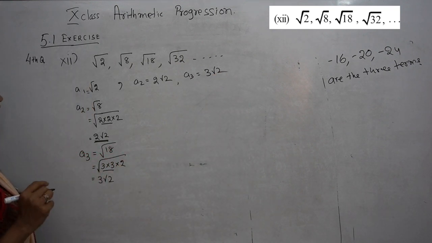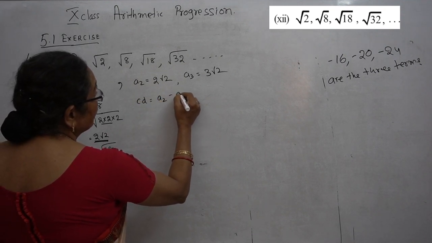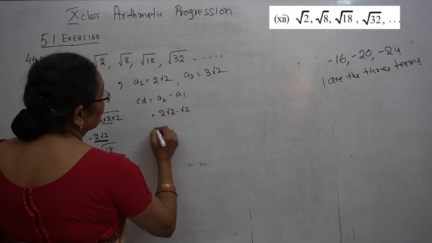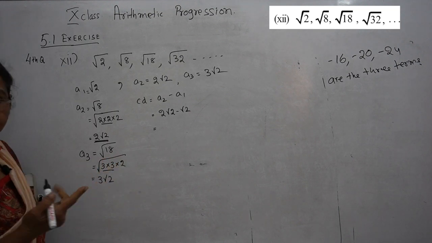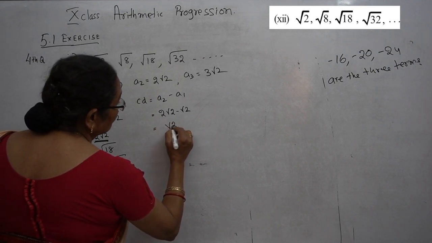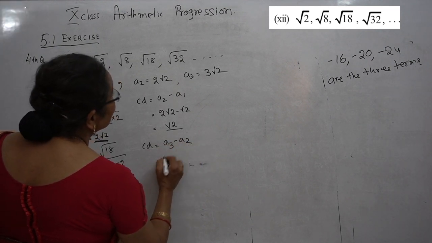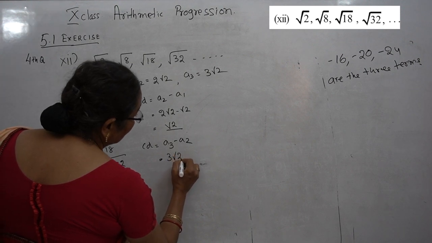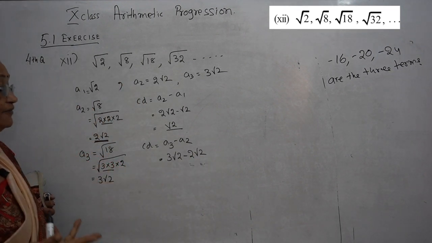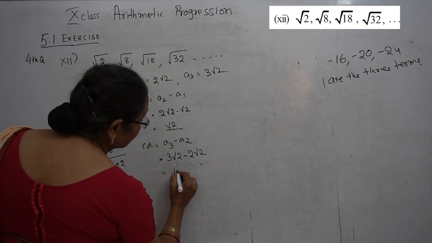Okay? Done? Now we will find the common difference. Common difference equals a2 minus a1. What is our a2? 2 root 2. 2 root 2 minus root 2. So here 1 root 2 is gone from 2 root 2. If you take out 1 root 2 from 2 root 2, then what will remain? Root 2. Okay. Then second, a3 minus a2. a3 is what? 3 root 2. a2 is what? 2 root 2. If you take out 2 root 2 from 3 root 2, then what will remain? Root 2.